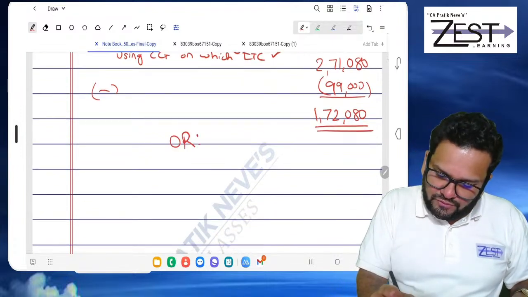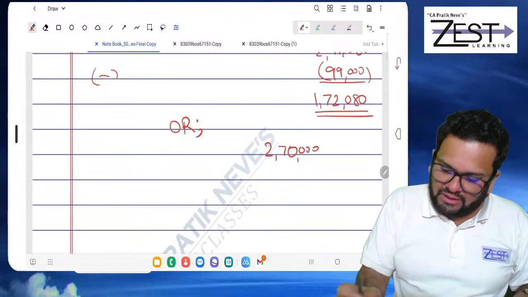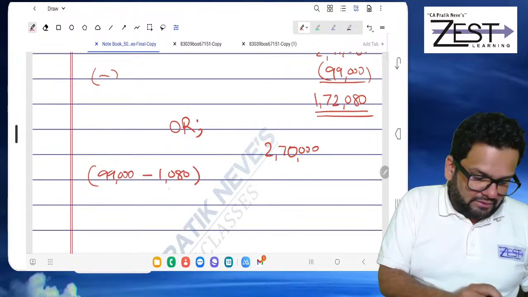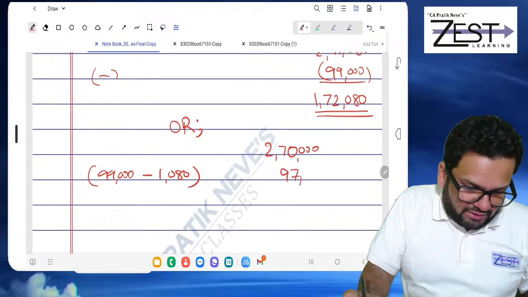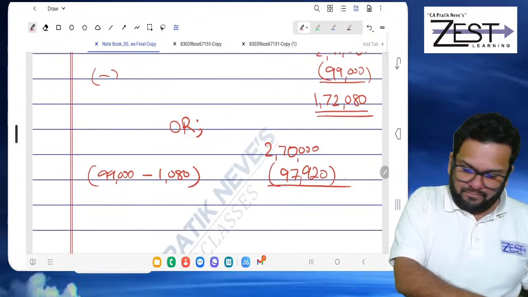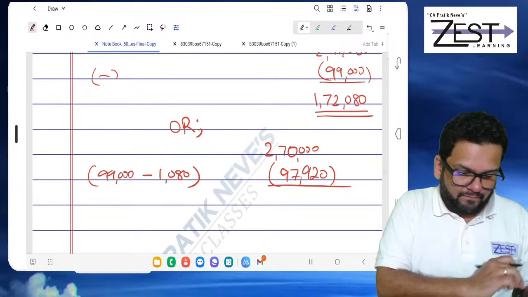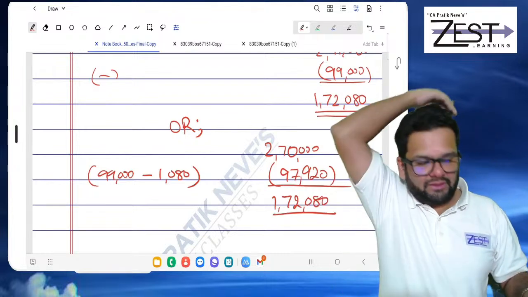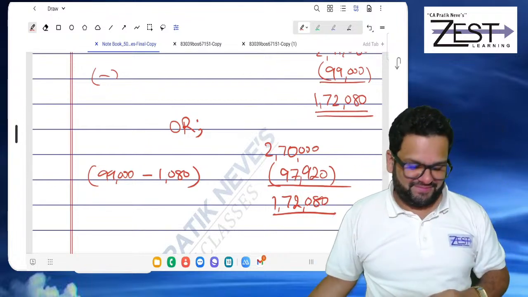Or there is one more way to look at it. That one more way to look at it is you are paying 270. To pay 270, you will get ITC of 99,000 minus 1080. That is 97,920. It's one and the same. You eat it like this or like this. It's one and the same. Did you all understand it?